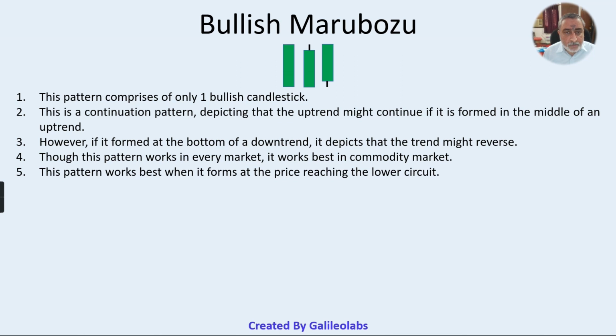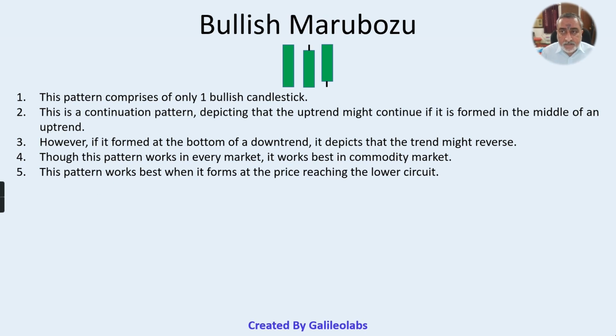This pattern works best when it forms at the price reaching the lower circuit. What I mean to say about lower circuit is there is a price ceiling in the exchange for every stock, and if any stock hits that price ceiling, then a circuit is formed. Now, if that circuit forms at the lower level, it is called lower circuit. If it forms at the higher level, it is called higher circuit.